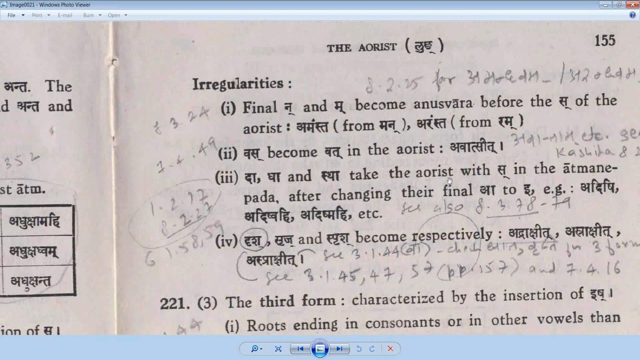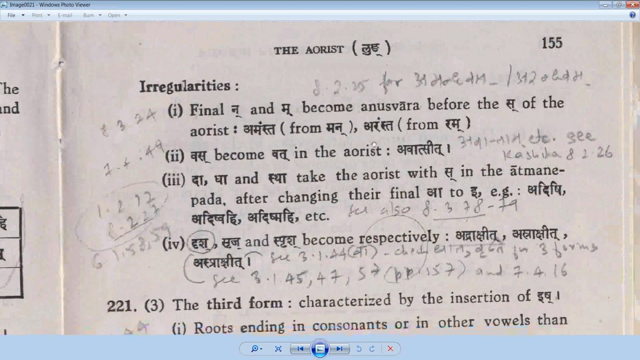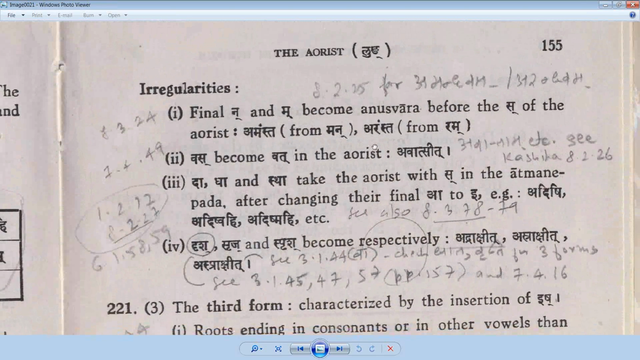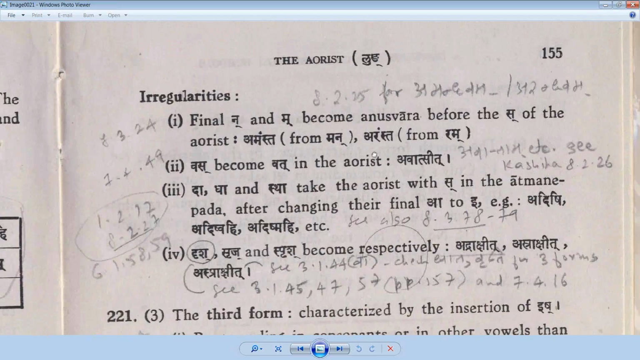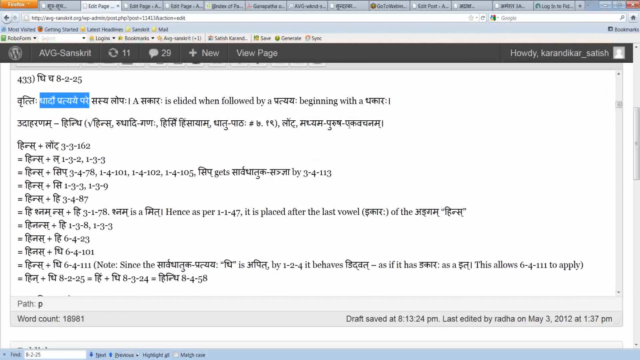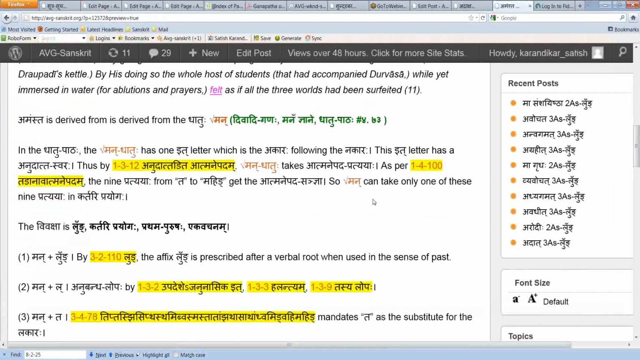Okay, let's look at some special forms. The final nakara and makara become anuswaraha. Very straightforward. Naschavadantasya jali. This really is a sandhi rule, nothing really special. We have the post amamsta, which has not been posted yet, but I was able to pull it out. So let's look at this and go through all the steps.